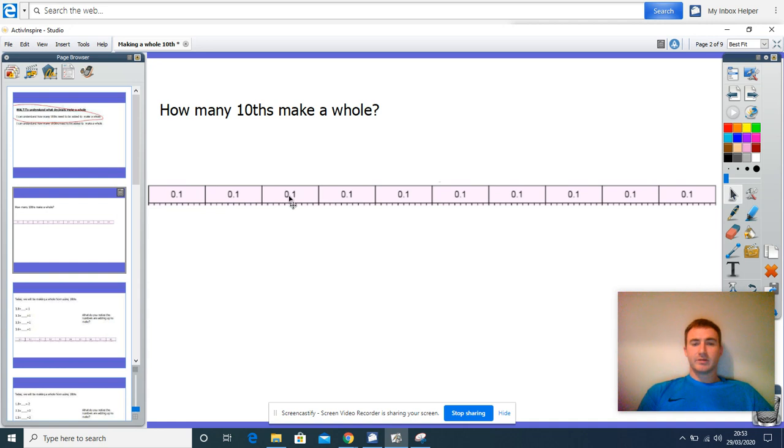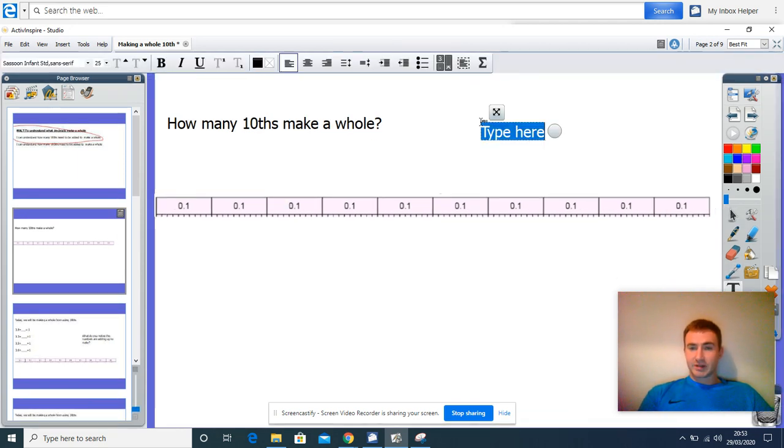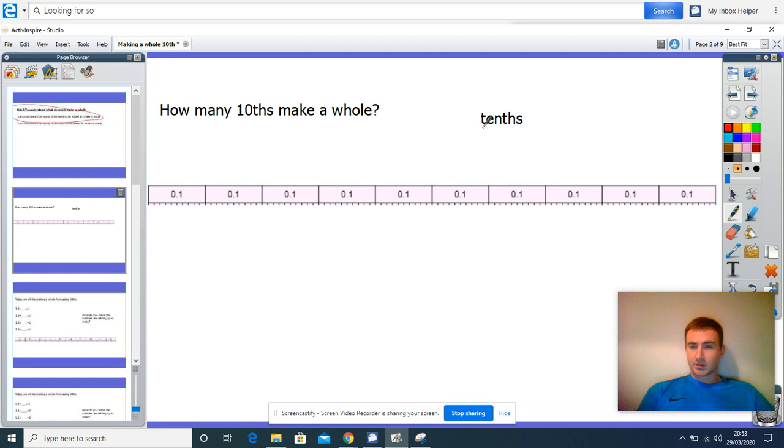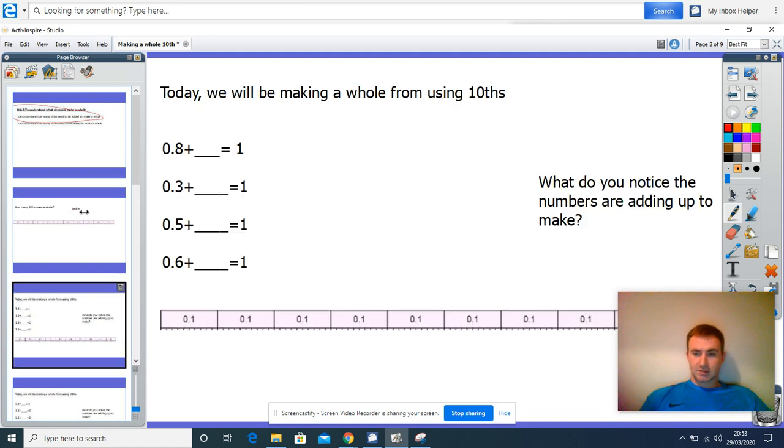1, 2, 3, 4, 5, 6, 7, 8, 9, 10. We know that because if you think about the word tenths, you can see the word 10 in it. 10 tenths make up one whole. That's going to be a really important part of today's lesson. So let's move on.